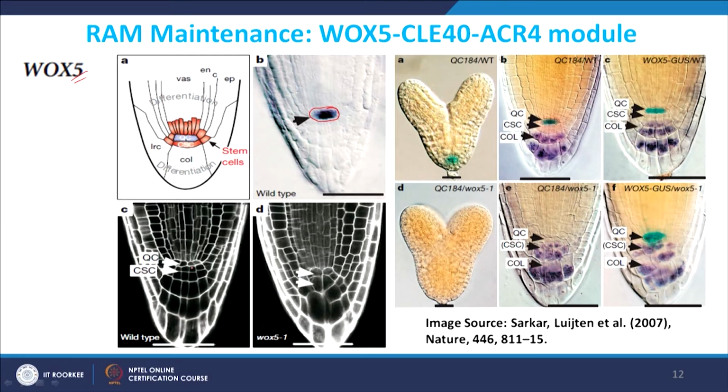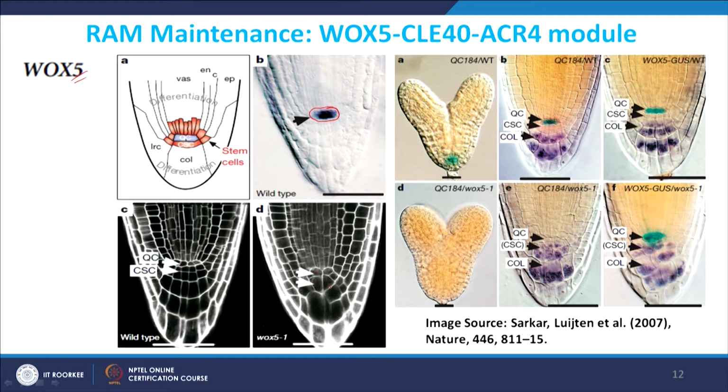And if you look, this is wild type, so this is QC, just below the QC you have columella stem cells and then columella. But if you look in the Vox5 mutant background, this is the QC, but the cell just below the QC looks defective, it is not normal cells.